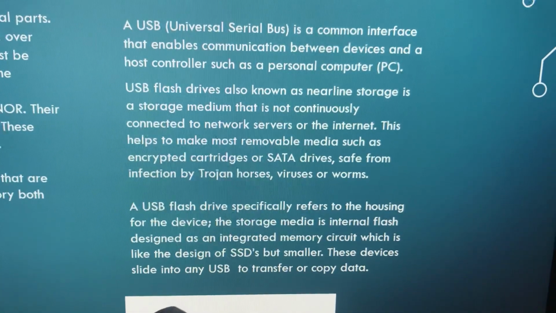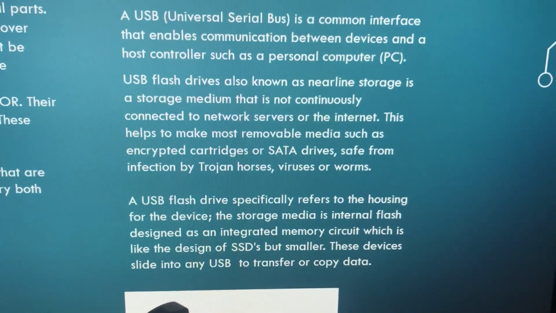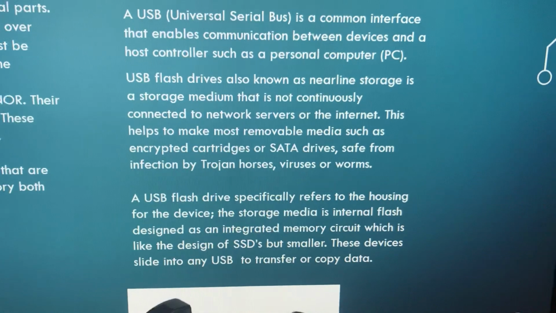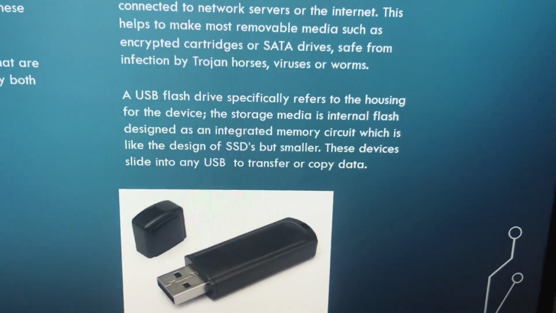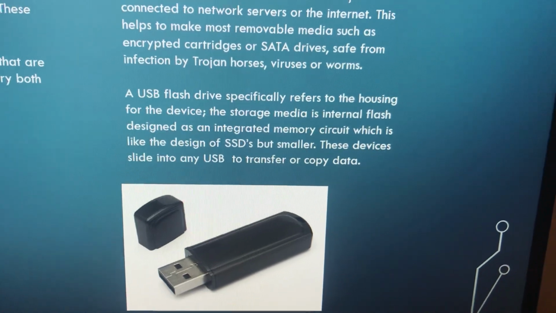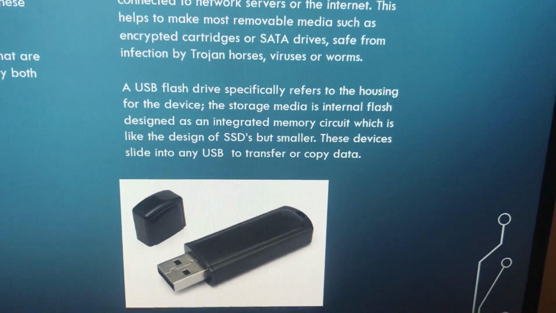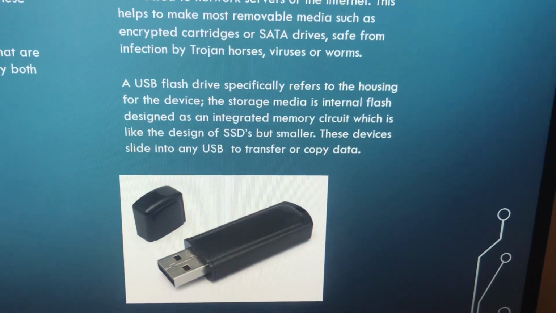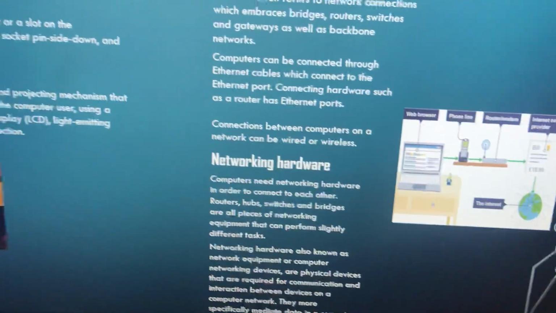This helps to make most removable media, such as encrypted cartridges or SATA drives, safe from infection by Trojan horses, viruses or worms. A USB flash drive specifically refers to the housing for the device. The storage media is internal flash designed as an integrated memory circuit, which is like the design of SSDs but smaller. These devices slide into any USB to transfer or copy data.